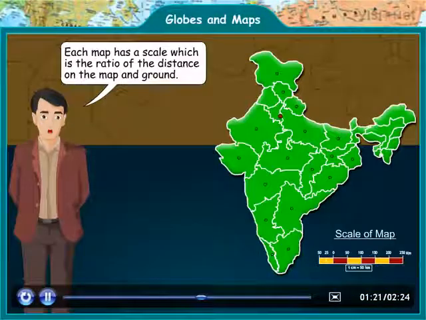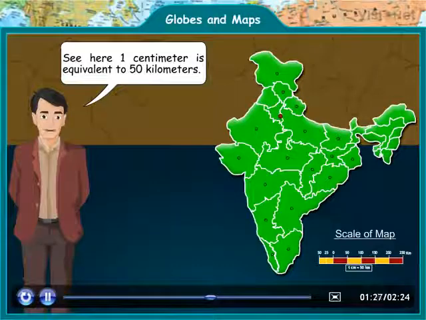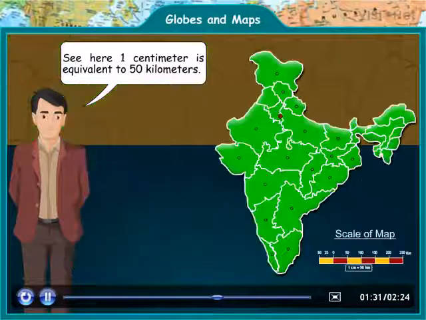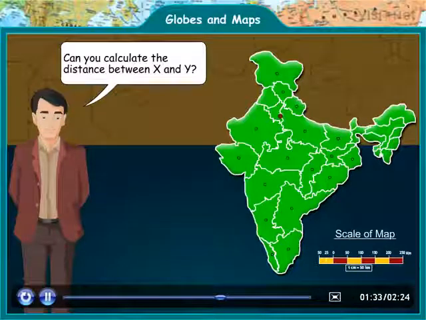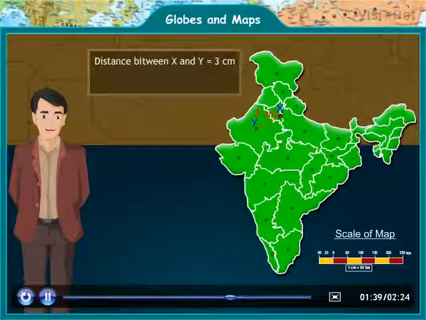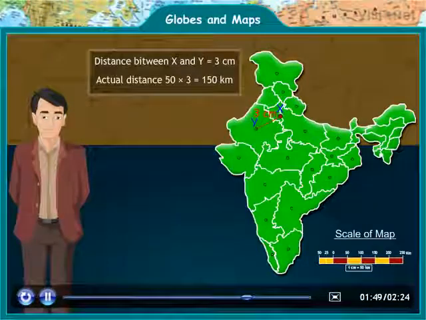Each map has a scale, which is the ratio of the distance on the map and ground. See here, 1 centimeter is equivalent to 50 kilometers. Can you calculate the distance between X and Y? By measuring with a scale, we found the distance to be 3 centimeters. Therefore, the actual distance is 50 into 3, which is equal to 150 kilometers.